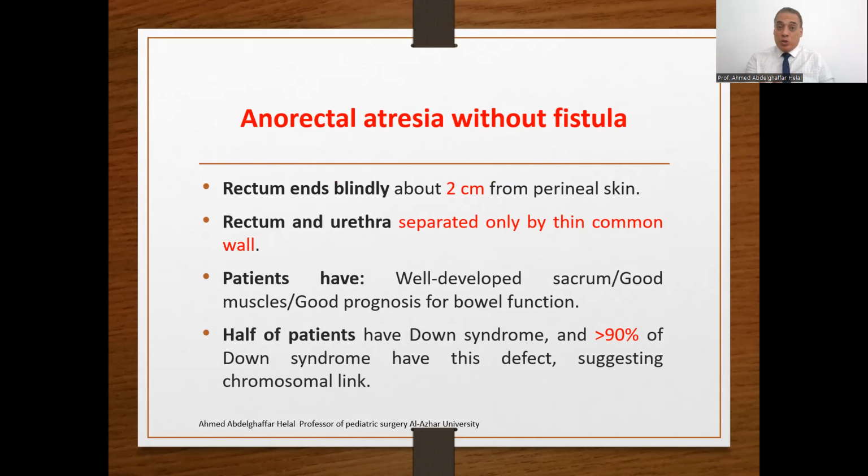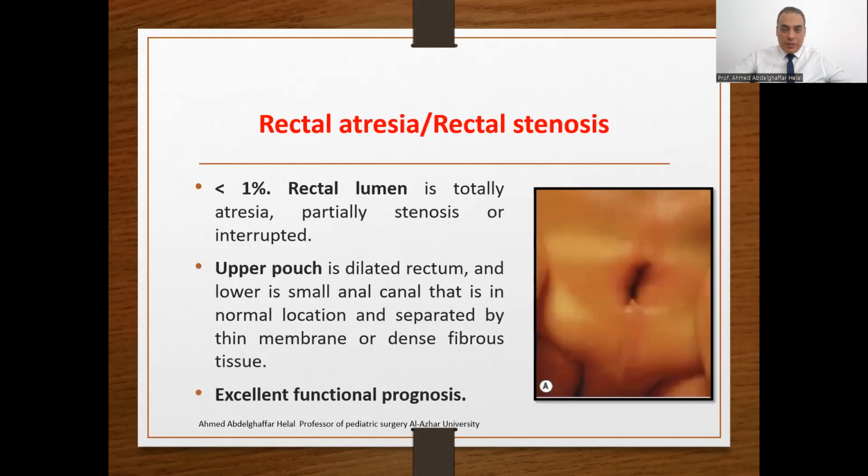Half of the patients with this type of anomaly, anorectal atresia without fistula, will have Down syndrome. And more than 90% of Down syndrome patients have this defect, suggesting that there may be a chromosomal link between Down syndrome and anorectal atresia without fistula.